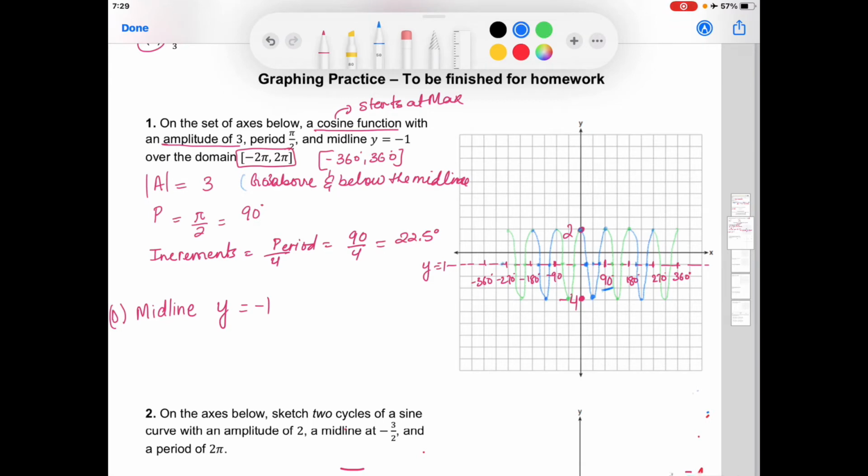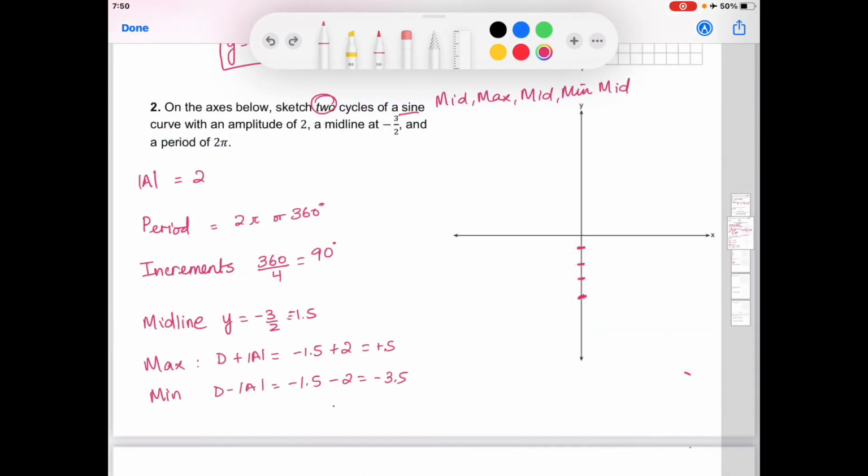Max, mid, min, mid, max. So if you look at from 0 to 360, which is this part here, and above the axis is 1 and 2. If you want to go by halves, you can do so, and if you want to write the numbers, that kind of might help you.